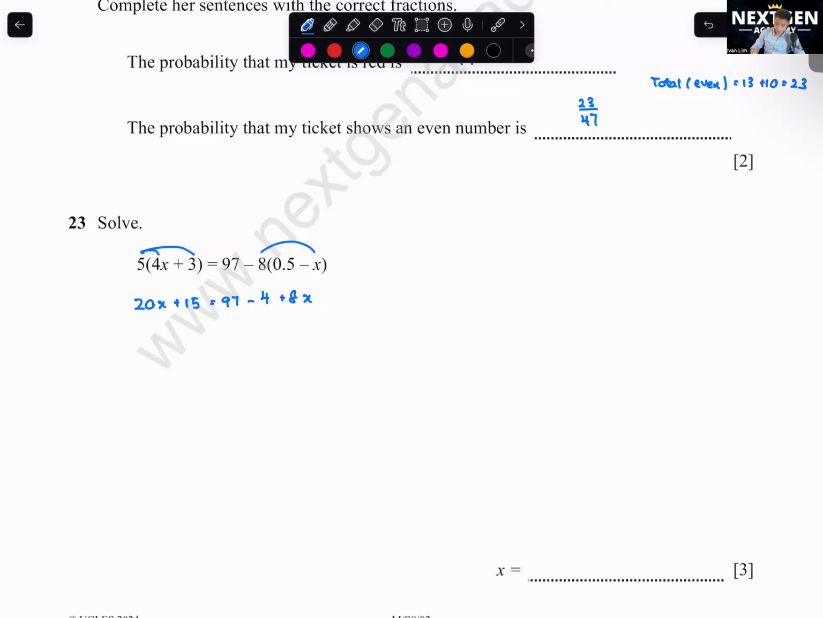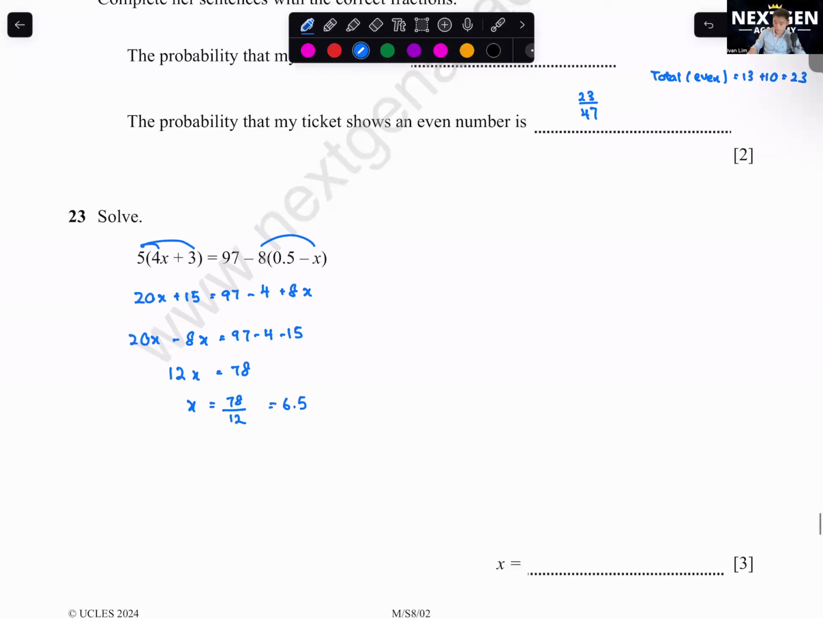Okay, then we're going to bring all the x to one side. 20x minus 8x, 97 minus 4 minus 15. Okay, we calculate for this. This will be 12x. On the right hand side, 97 minus 4 minus 15 will be equals to 78. X will be 78 divided by 12, which is equals to 6.5.